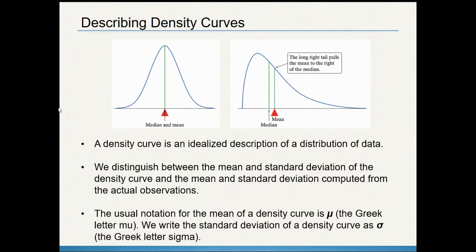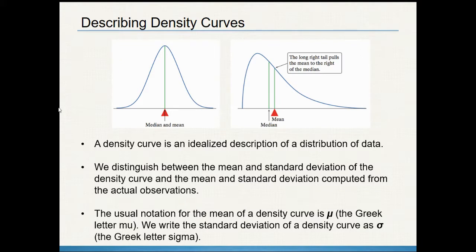We distinguish the mean and standard deviation of the density curve and the mean and standard deviation computed from the actual observations. The usual notation for the mean of a density curve is mu. That's the Greek letter mu. And we write the standard deviation of a density curve as the lowercase Greek letter sigma.